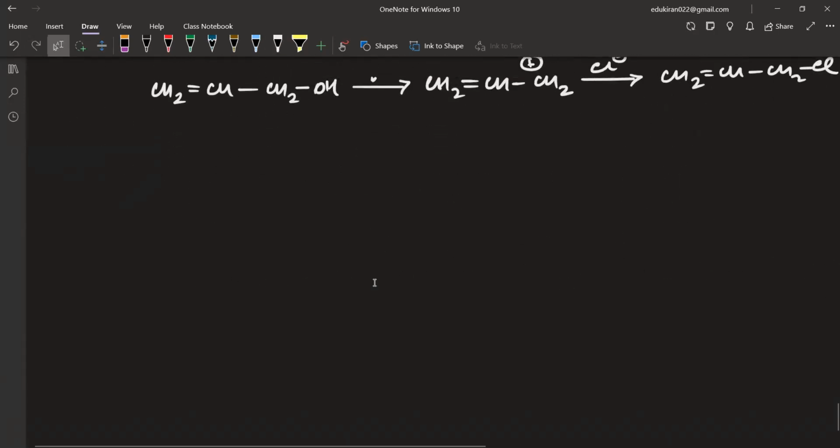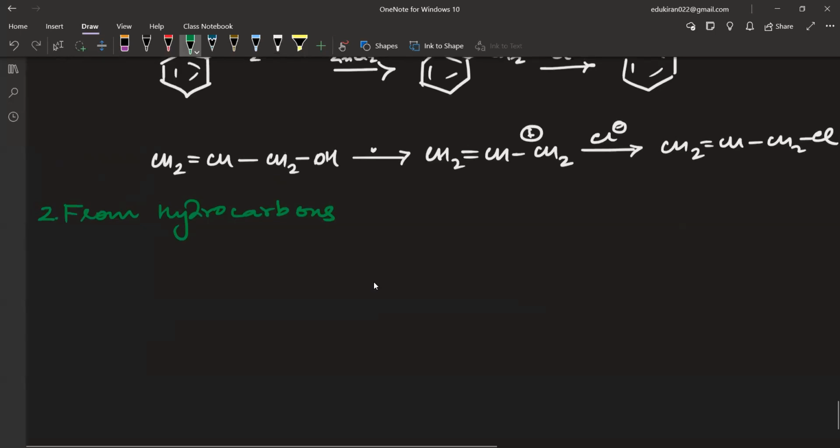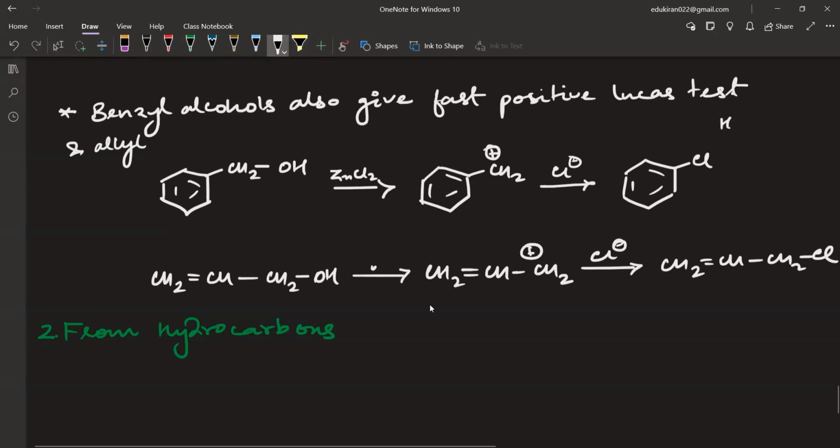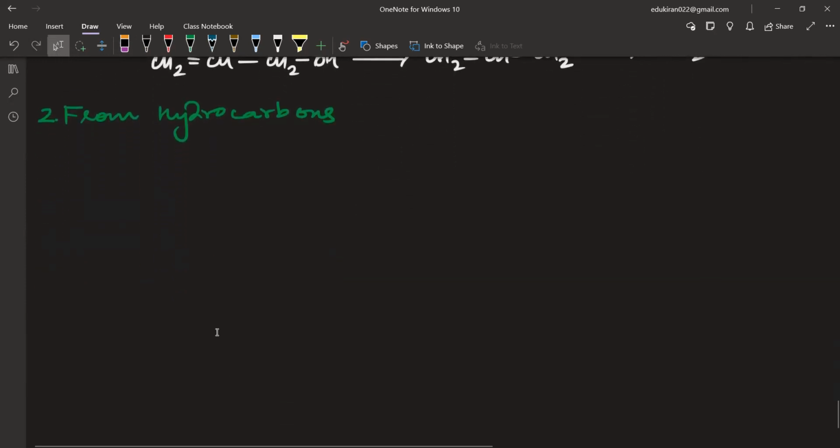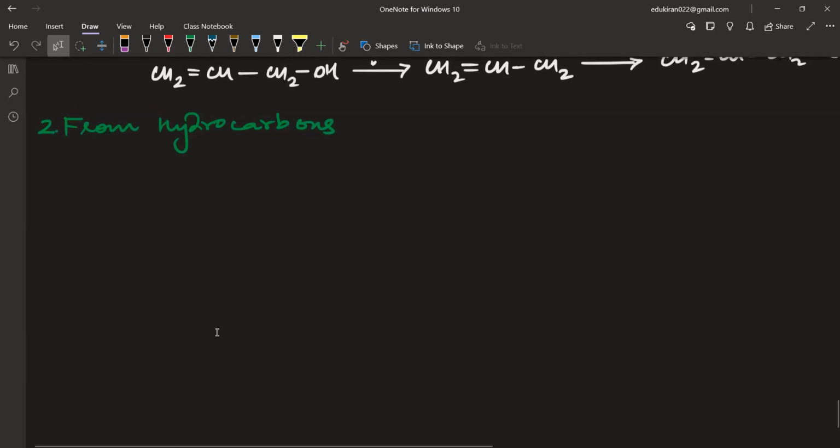Then the next method of preparation is from hydrocarbon. In the above reaction you wrote Cl negative. It comes from HCl, so in HCl you have H positive and Cl negative. Rather than writing HCl, you can also write Cl negative because these are strong electrolytes, and eventually in the aqueous phase, in the liquid state, you will get it as H plus and Cl negative.